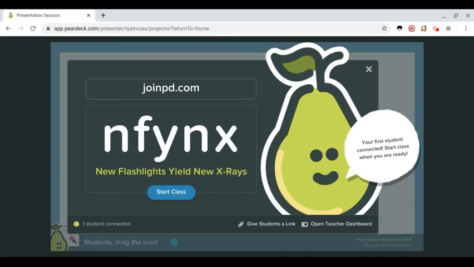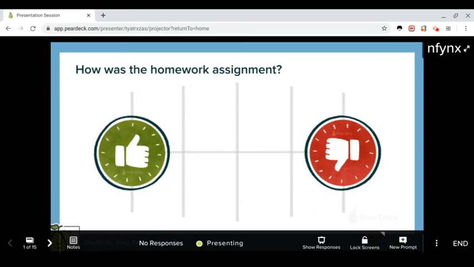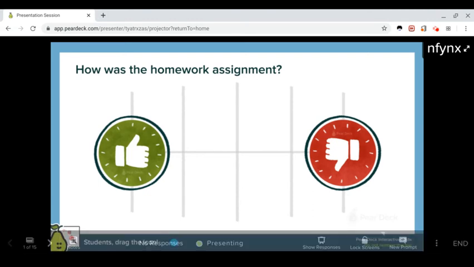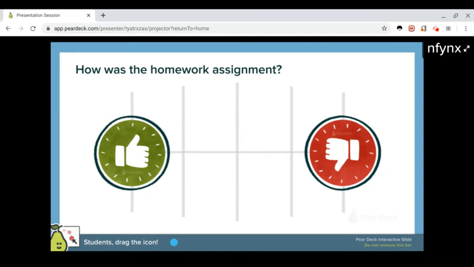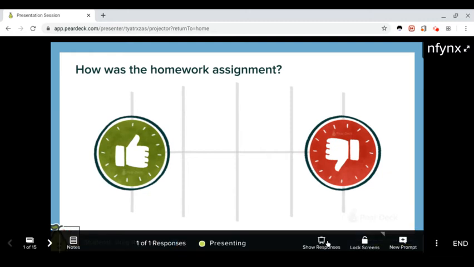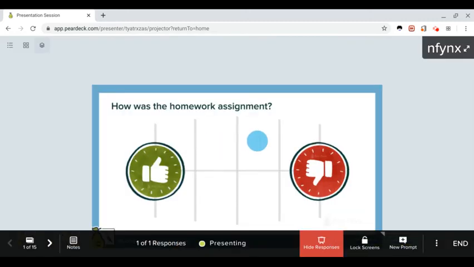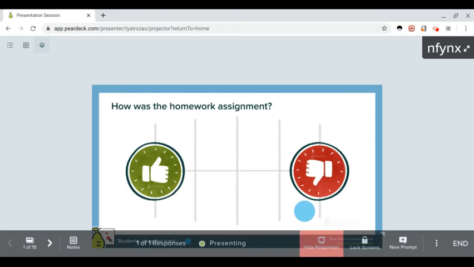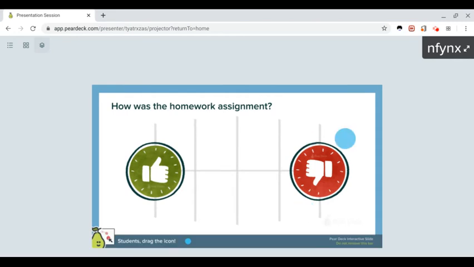And then I'm going to go ahead and start the class. It's going to ask, how was the homework assignment? So I'll just put something here, just so you guys can see what they can be doing. If they had a really hard time, then obviously it would be around here. If it was somewhere in the middle, then around there. Okay.